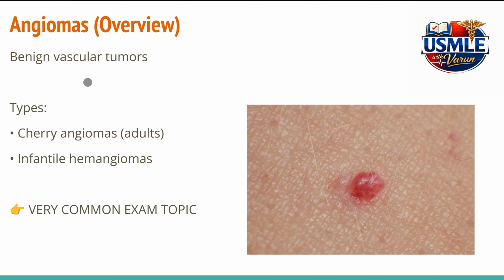Angiomas are benign tumors of blood vessels, so these are common and are usually harmless. The two important types that we need to know are the cherry angiomas in adults and infantile hemangiomas. So even though both are vascular lesions, their behavior is very different.